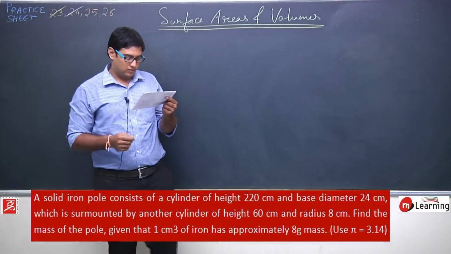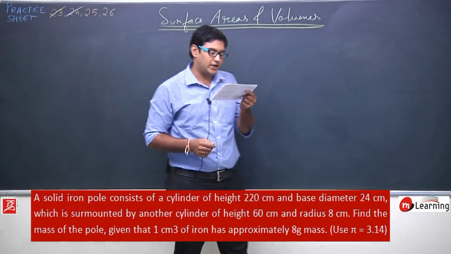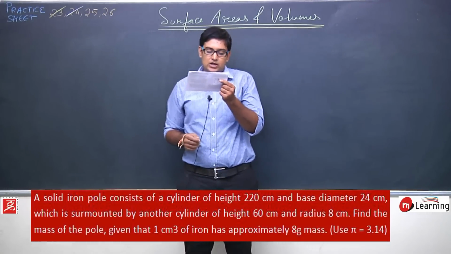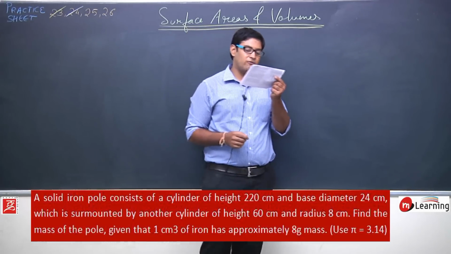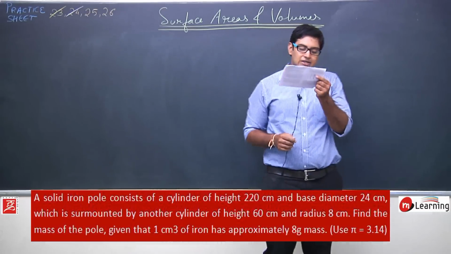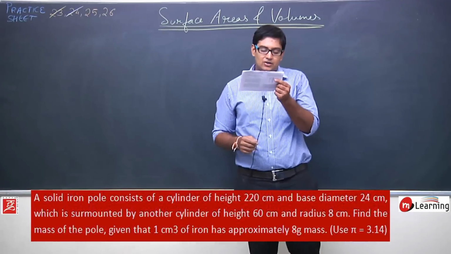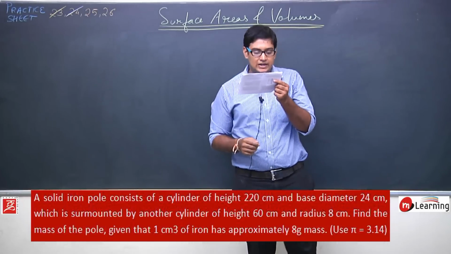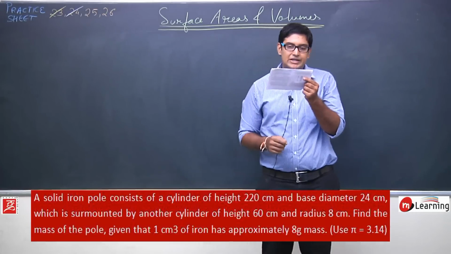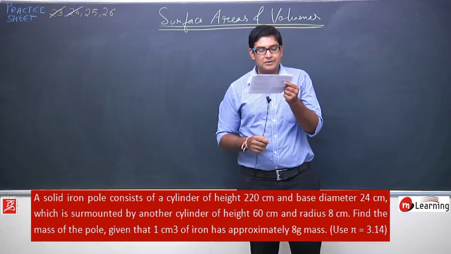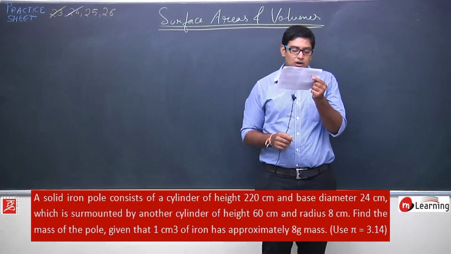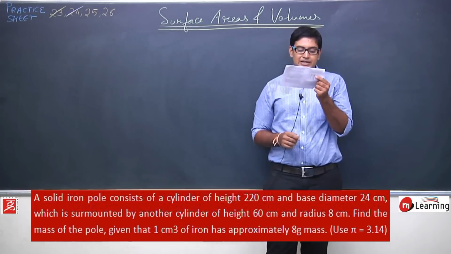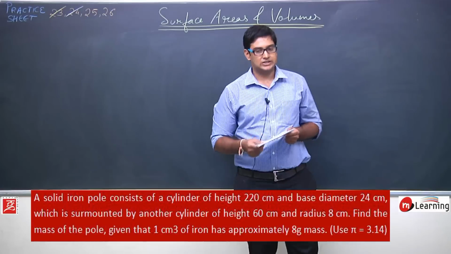Okay, let us now solve question number 25 from the practice sheet. Question number 25 says, a solid iron pole consists of a cylinder of height 220 centimeters and base diameter 24 centimeters, which is surmounted by another cylinder of height 60 centimeters and radius 8 centimeters. Find the mass of the pole given that 1 centimeter cube of iron has approximately 8 gram of mass.